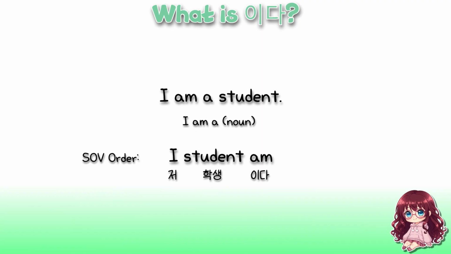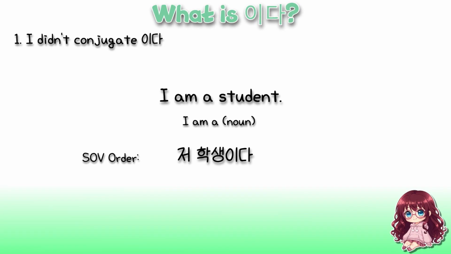We've talked about assembling sentences in the previous video. The subject would come first, I. Here we don't have an object, which is perfectly fine. We won't always have an object. Instead, we have our noun, which is student, and ida. The sentence would look like this. 초학생이다. Notice three things. 1.